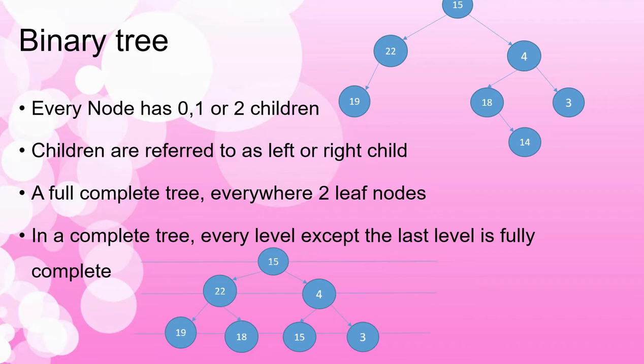A full tree has everywhere 2 leaf nodes, and if the tree is a complete tree, every level except the last level is fully complete. We can see an example here in this picture right at the bottom of the presentation.